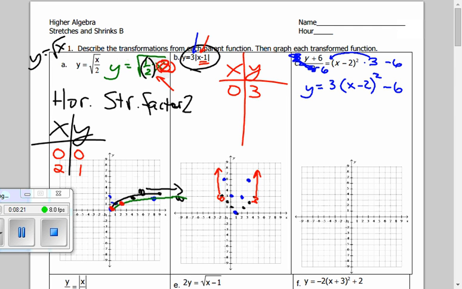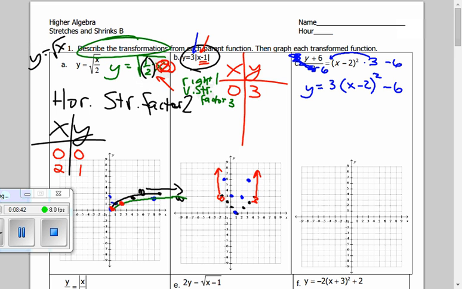Oh, I'm supposed to describe, too, what transformations I did. Last time, I went right 1 and vertical stretch factor 3. Sorry about that. I forgot to describe the transformations.